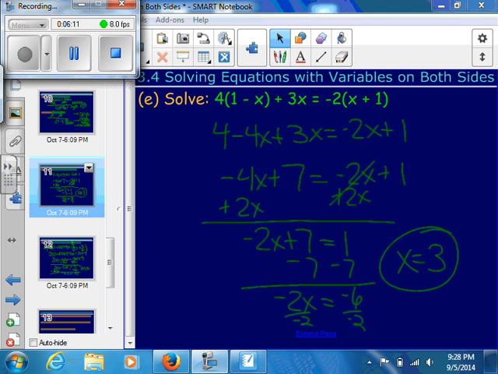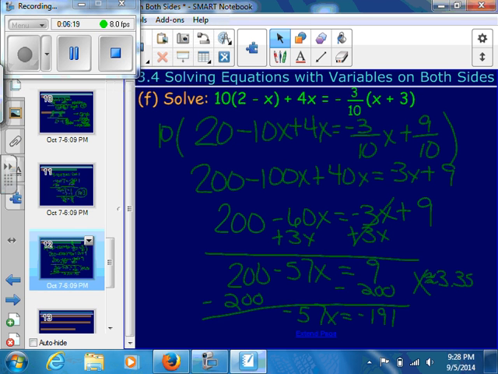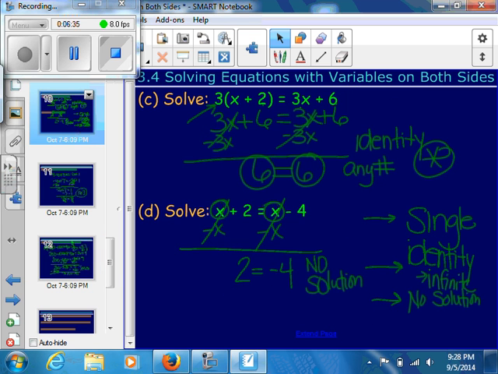Okay, if you solved E, hopefully you got x equals 3. And if you solved F, you found that x was about 3 and 35 hundredths, or maybe you just left it 191 over 57. That concludes our variables on both sides with our new 3 types of solutions. Remember, single solution, identity or infinite solution, and no solution.